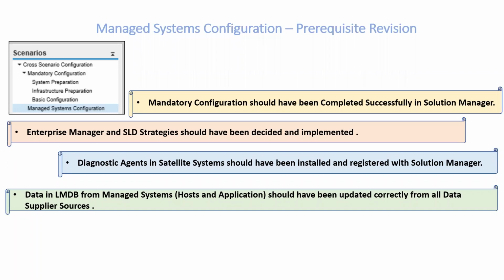Before we move on to perform managed system configuration, we need to make sure that the following prerequisites have been completed. The mandatory configuration should have been completed successfully. This involves the system preparation, infrastructure preparation, and the basic configuration steps. The Enterprise Manager and SLD strategies should have been decided and implemented. Diagnostic agents in satellite systems should have been installed and registered with Solution Manager. Data in LMDB from managed systems should have been updated correctly from all data supplier sources.